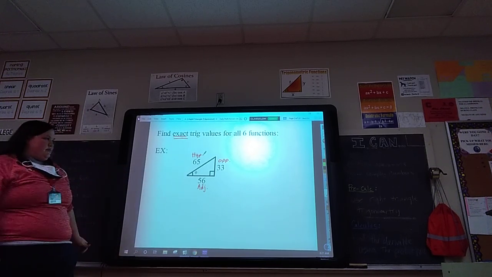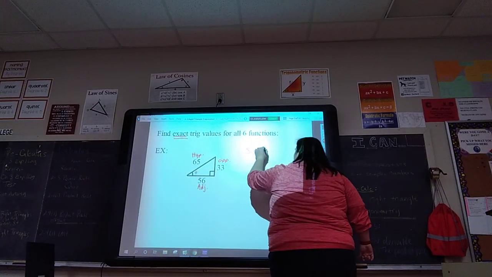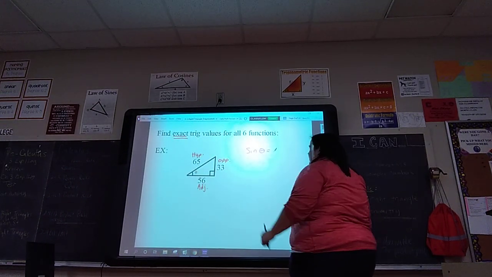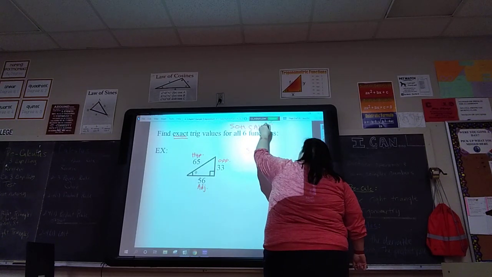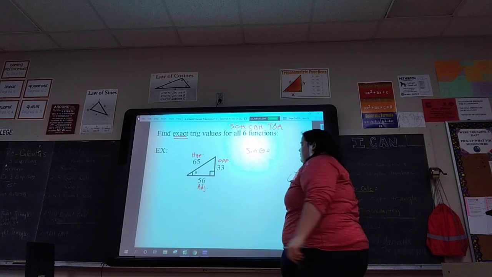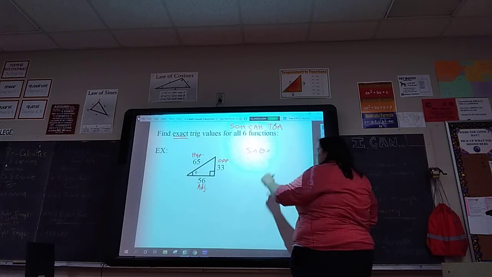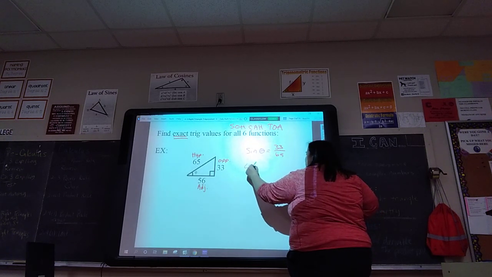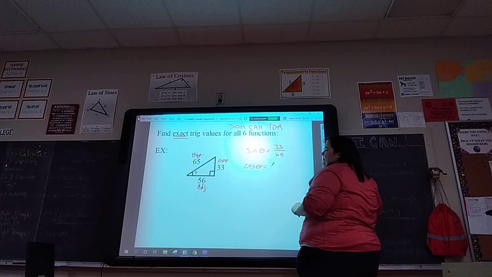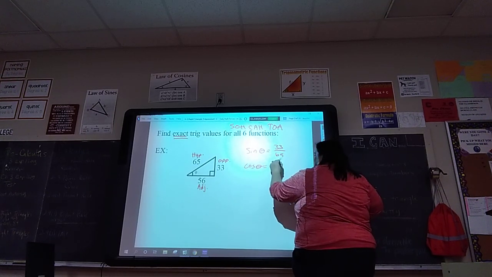So now I'm going to write my 6 ratios. Alright, so sine. So what 2 values are we going to use as sine? Yep, so it's 33 over 65. What about cosine? 56 over 65.